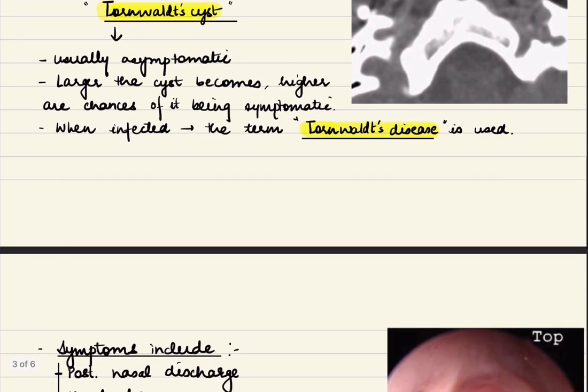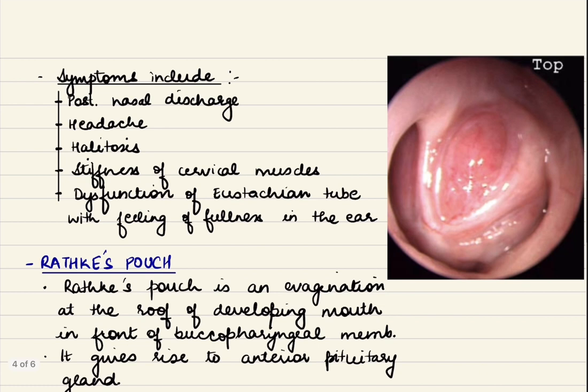Now a little bit about Tornwaldt's disease. When symptomatic, the patient complains of postnasal discharge, headache, halitosis, that is foul smell from the oral cavity, stiffness of the cervical muscles, or there may be dysfunction of the eustachian tube causing fullness in the ear. Now, as you can see in this endoscopic picture, there is a cyst at the position of the nasopharyngeal bursa. So, this is a Tornwaldt's cyst. And when this becomes infected, this is known as Tornwaldt's disease. So, in this case, we do marsupialization of the cyst.